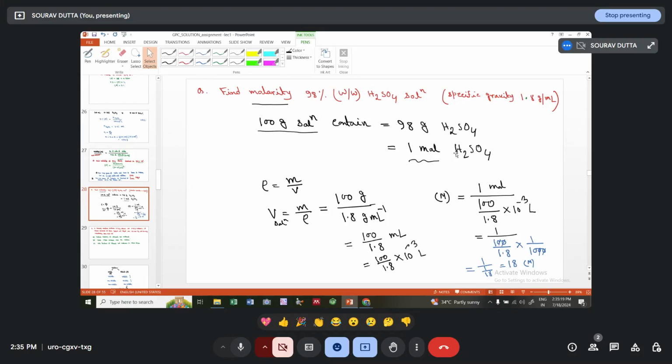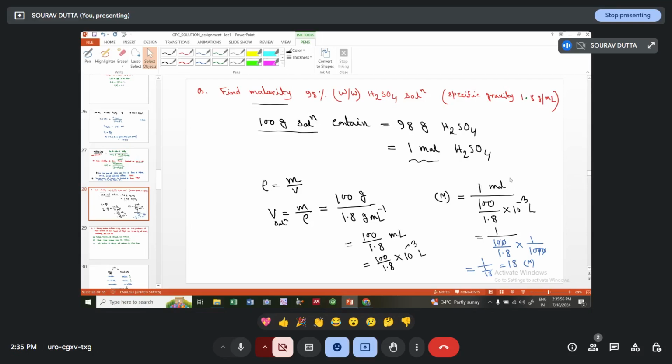Now density equals mass by volume. So volume of the solution equals mass by density. Mass is the mass of the solution, 100 gram, and density is 1.8 gram per ml. So it will be 100 by 1.8 ml. This ml has to be converted into liter, because in our formula for molarity, liter is used. So 100 by 1.8 ml into 10 to the power minus 3, that will be the liter. That is the volume of the solution.